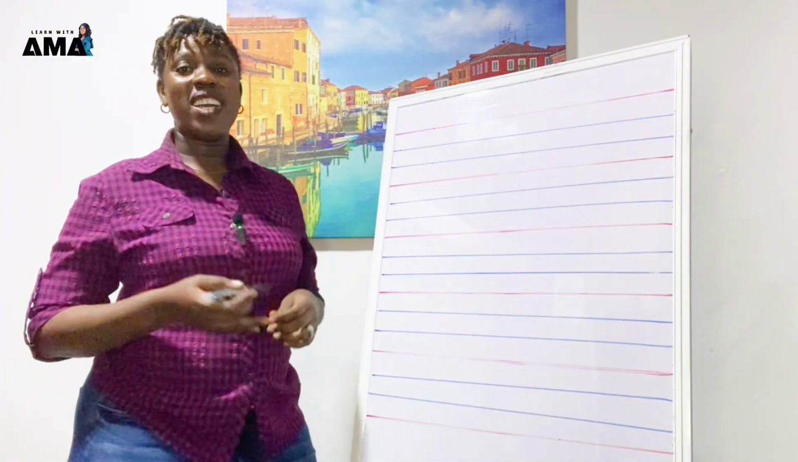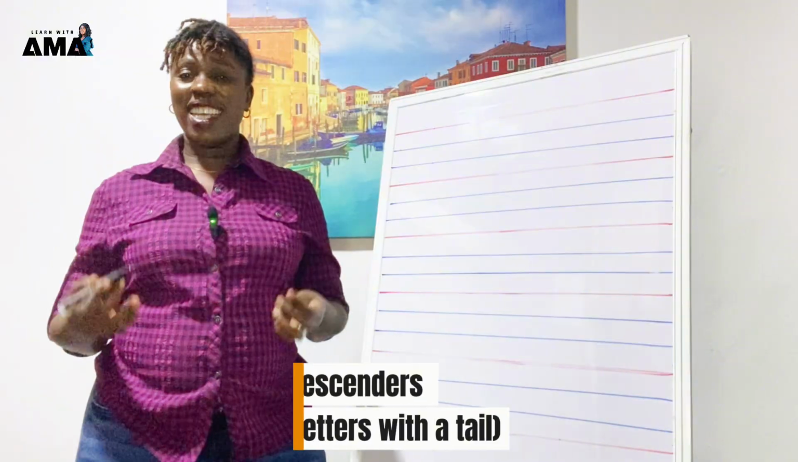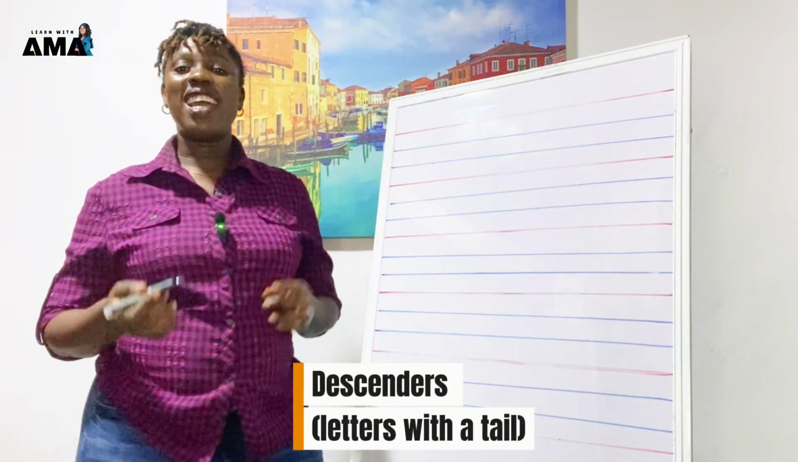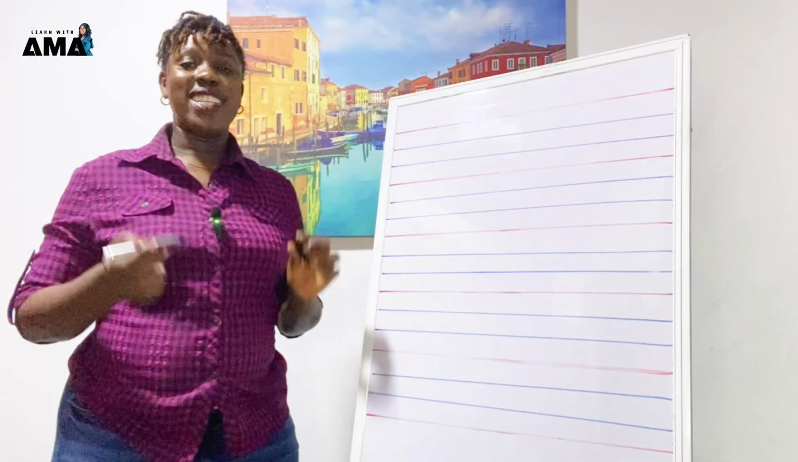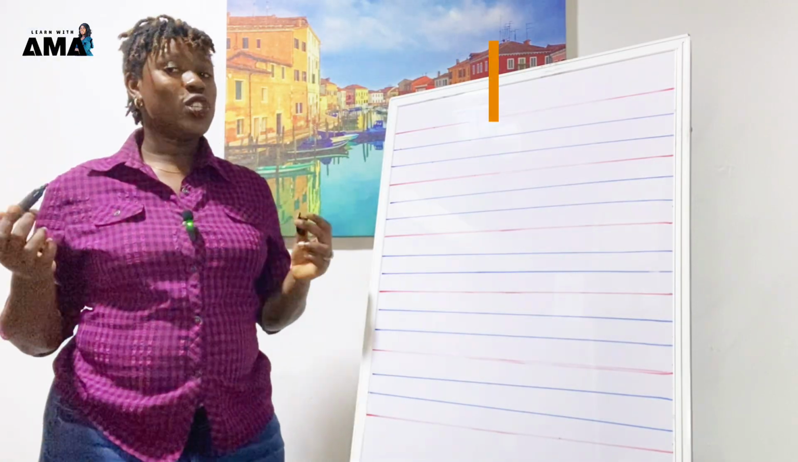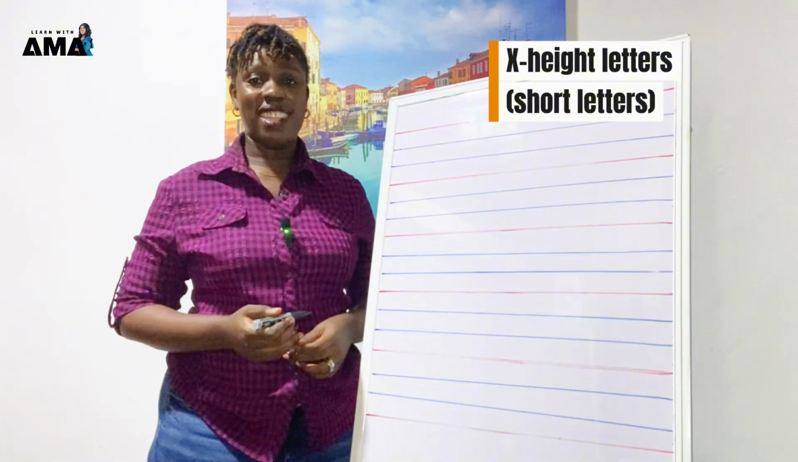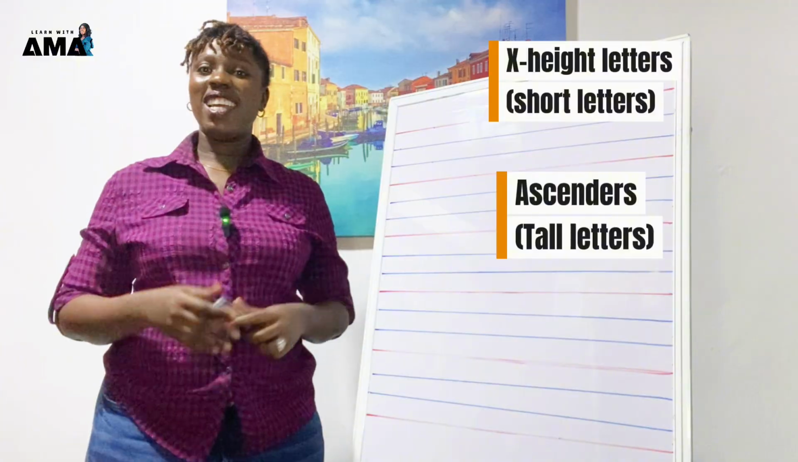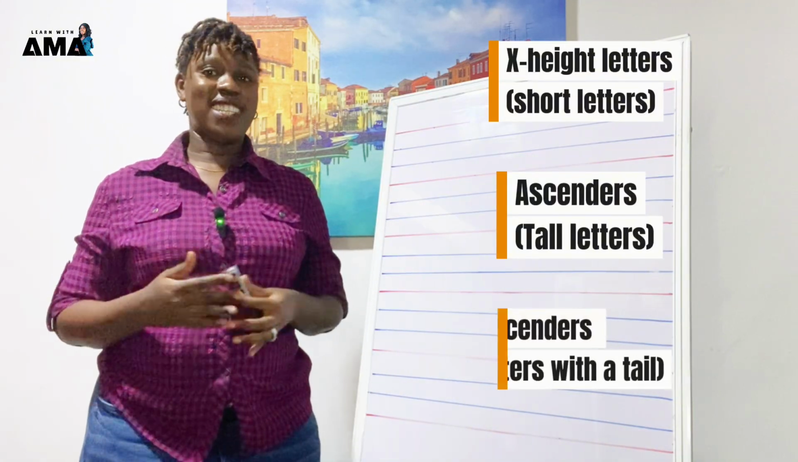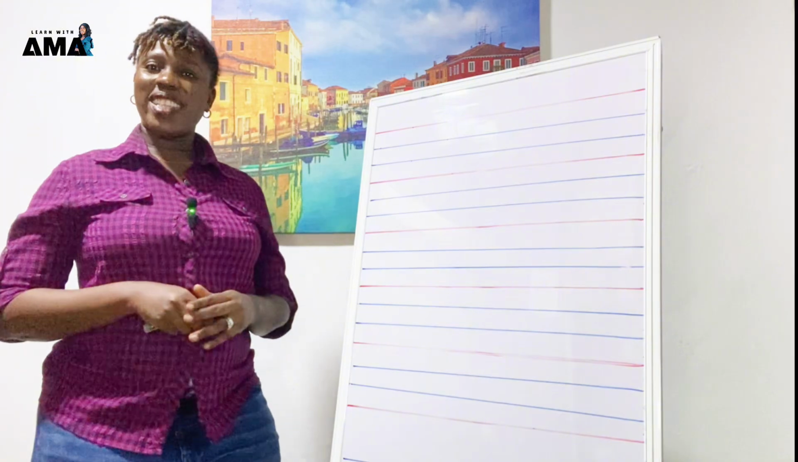And then we have descenders. Descenders are the letters with a tail. They start from the top of the blue line right here and they come to sit right on the second red line. Descenders. So remember, short letters, X height letters. Tall letters, ascenders, and then the letters with a tail, descenders. So let's get to write the letters.